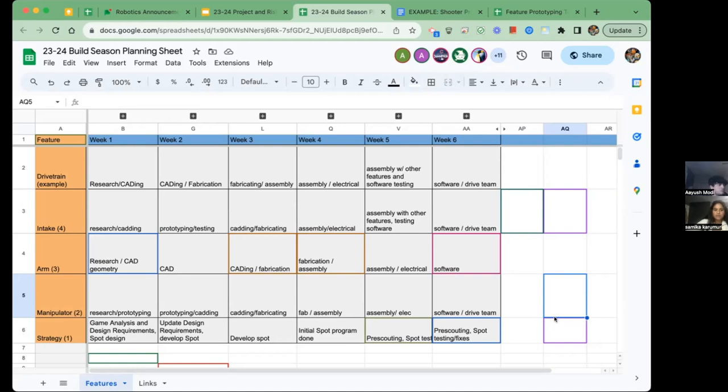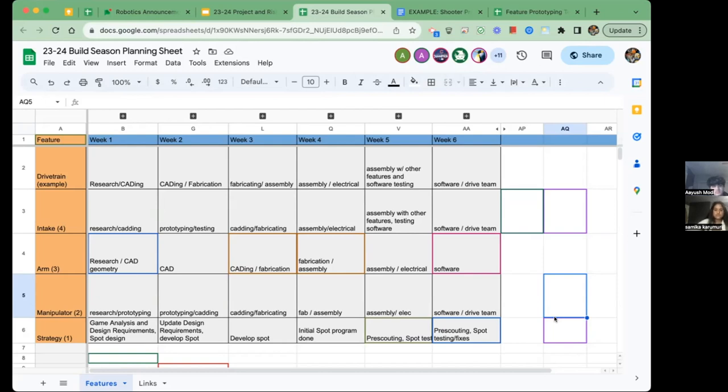Yeah, this is all really good. It just gives us a chance to see how easy it is for all of the features to start overloading subteams, which is why it's incredibly important to start at the end and look at the bigger picture. Because when we create a build season planning sheet like this one, we're able to see that we can't be overloading subteams, or else we're not going to be as efficient as we possibly can.